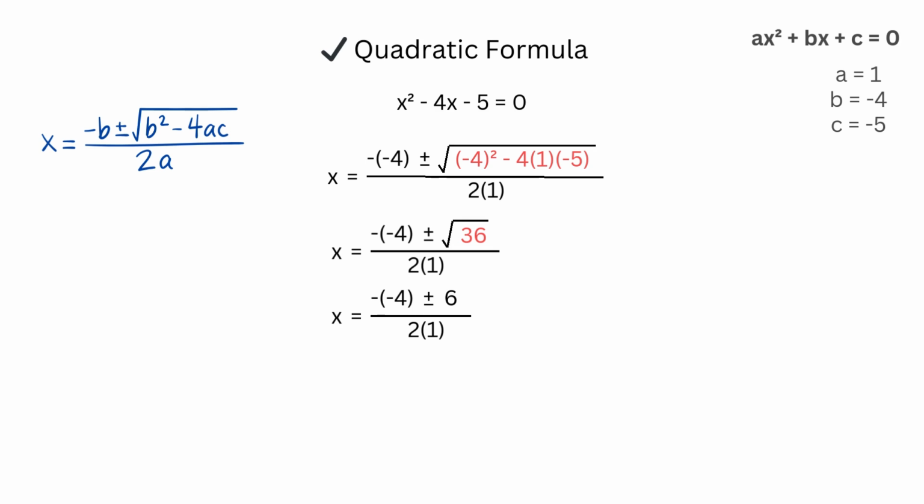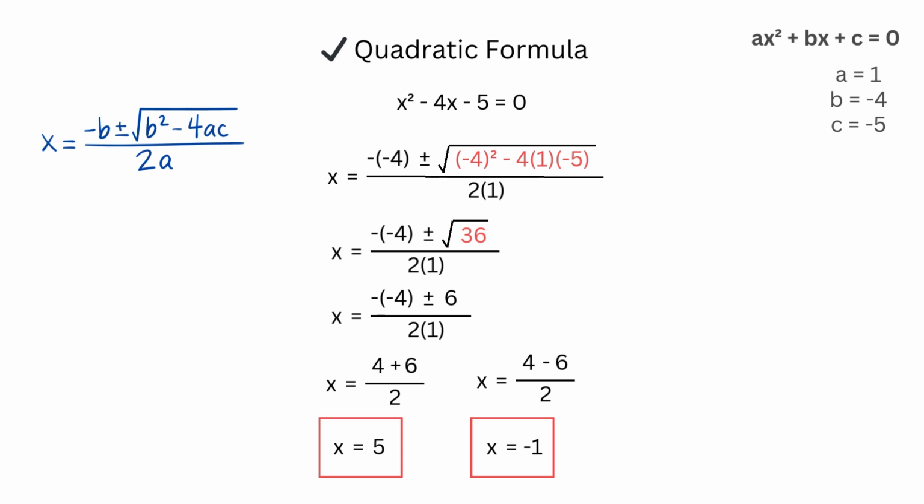This gives us two solutions. x equals (4 plus 6) divided by 2 equals 5, and x equals (4 minus 6) divided by 2 equals negative 1. So the final answers are x equals 5 and x equals negative 1.